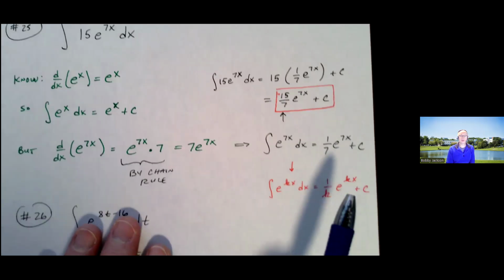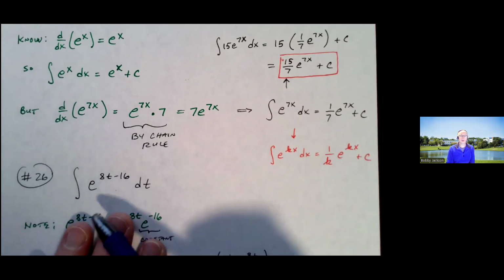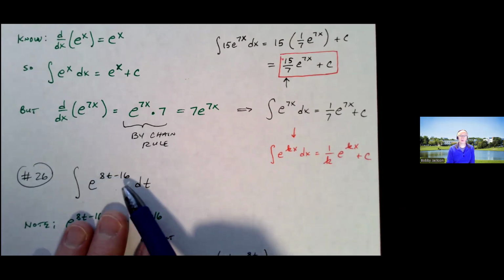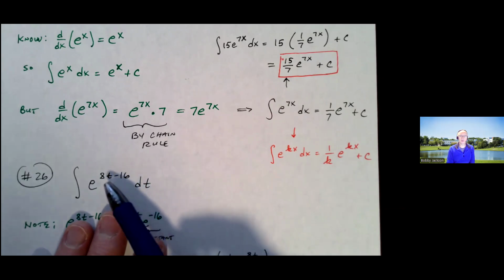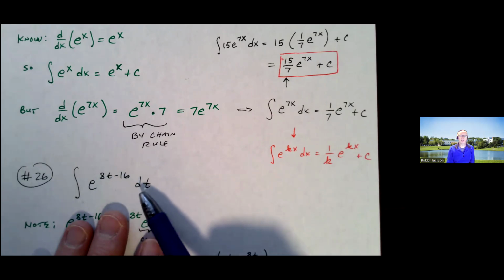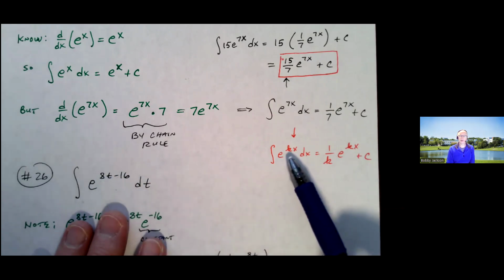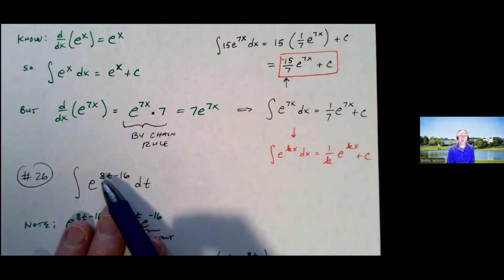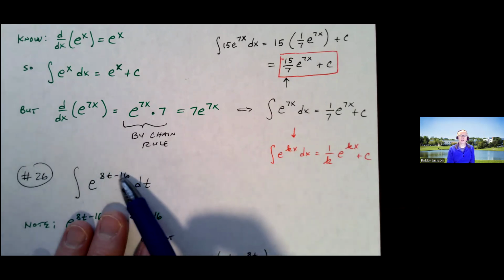All right, 26 is similar to this one. First of all, notice the variable is now t, not x, so your answer should be in terms of t. The integral of e to the 8t minus 16 dt. Well, it doesn't quite look like this. Of course, this is kx, but it's not kt. It's 8t, but there's this minus 16. How do we handle that?